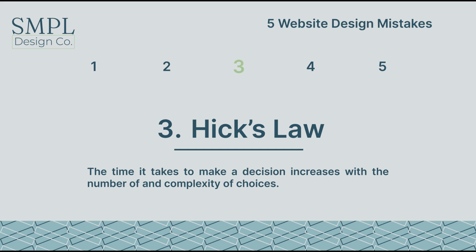Number 3 is called Hick's Law. This is the idea that the time that it takes to make a decision increases with the amount of choices and the complexity of those choices, which is pretty self-explanatory. The more things you have to choose from, the harder it is. Think of the last time somebody asked you, where do you want to go for dinner? What movie do you want to watch? What do you want to do today? There's so many choices, it can lead to decision paralysis, and then you just don't do anything.